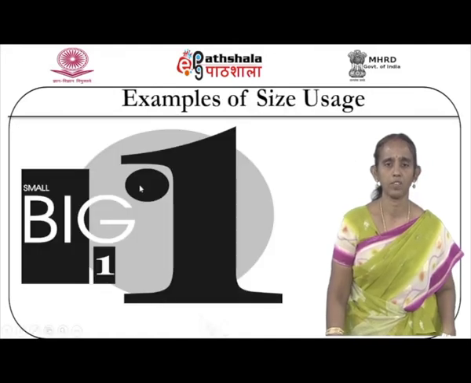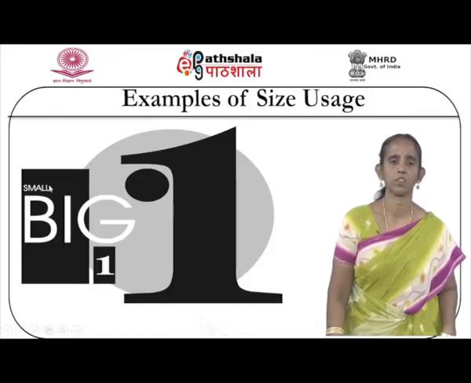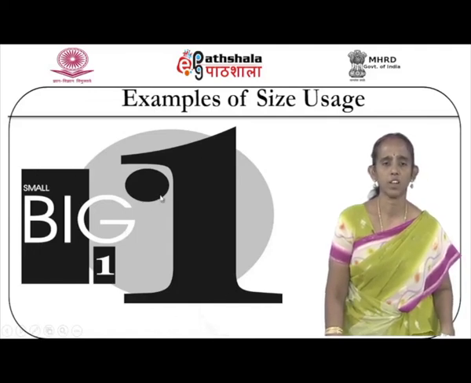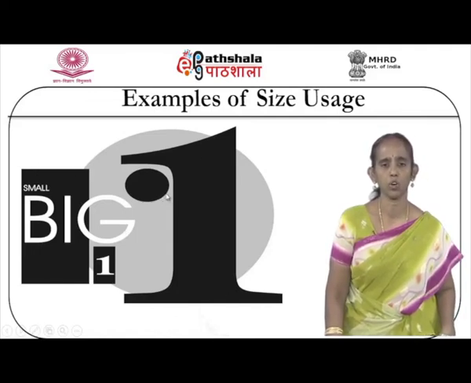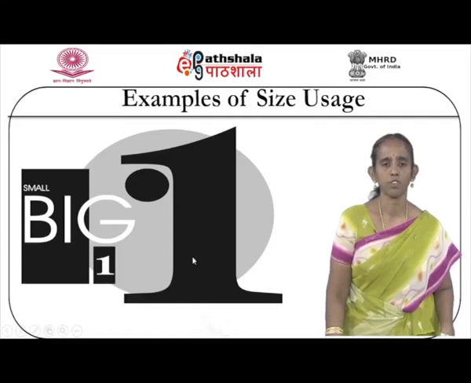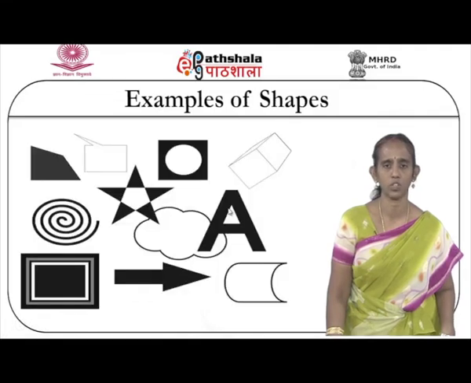So these are good examples of size usage. Small is represented with a smaller size and big with a bigger size, which tries to attract people. Just on looking at this, we can understand that people try to look at this big one first, and this letter is big when compared to the small one. So the most attractive one is the bigger one. That is a good example of size usage.